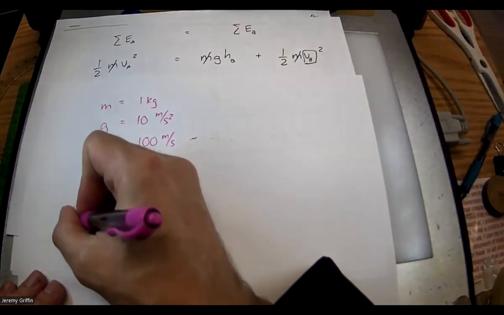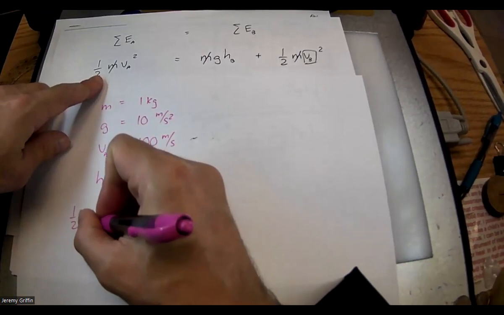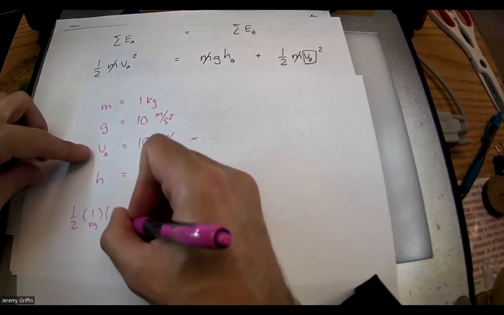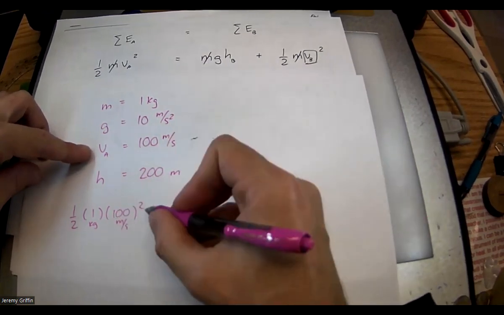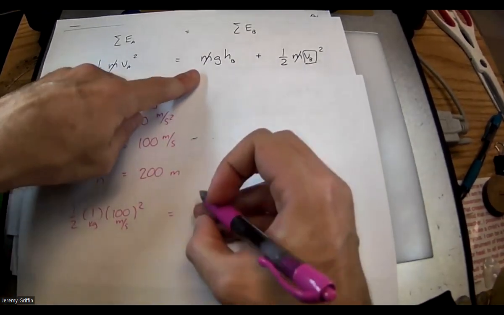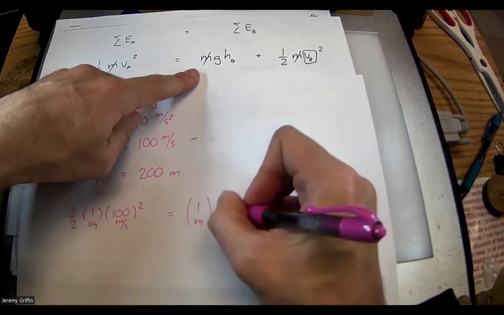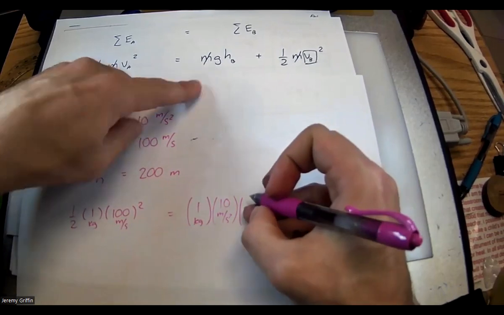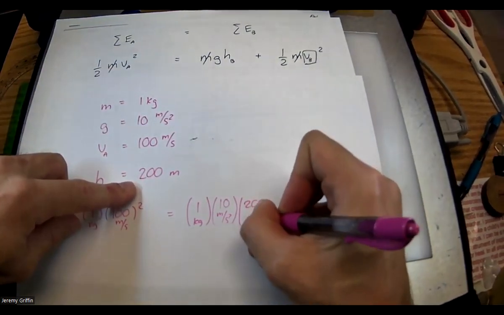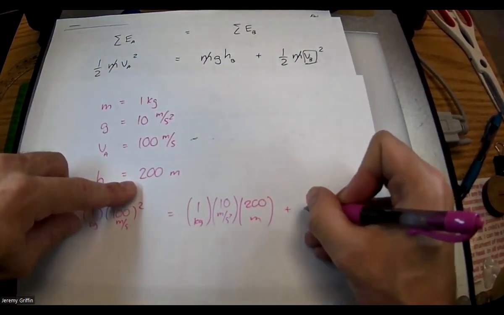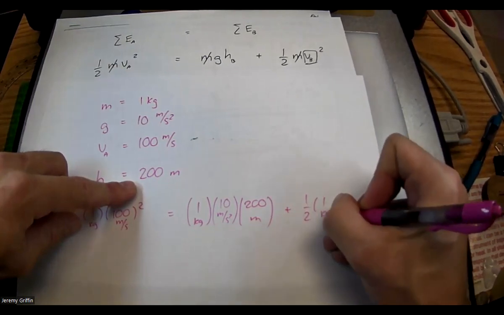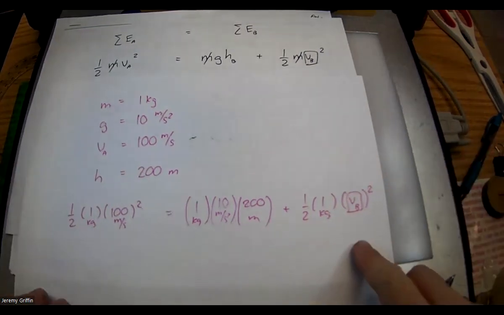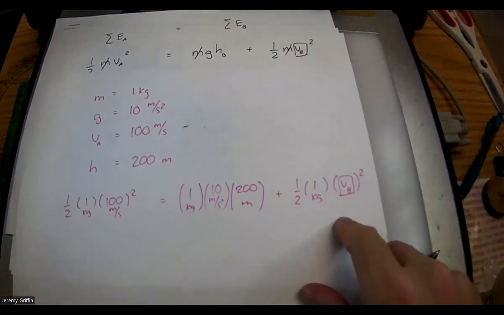So I've got 1/2 times the mass of the cannonball, I'll call it 1 kilogram, and the blast speed is 100 meters per second, squared, equals 1 kilogram times 10 meters per second squared times a height change of 200 meters. And then whatever's left over is going to go into 1/2 times 1 kilogram times the speed at point B squared. Is that right?